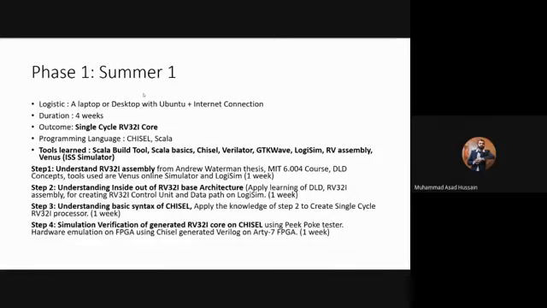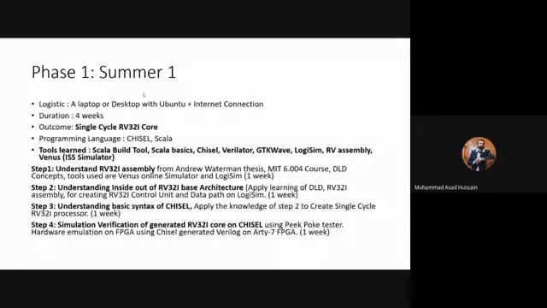The programming languages we are using are Chisel and Scala, and the tools that will be learned in this phase are the Scala build tool, known as SBT, Scala basics, Chisel, Verilator, an open source tool for simulating the core, GTKWave for viewing the waveforms, Logisim to design the architecture, the control unit and the data path, RISC-V assembly, and Venus, that's the ISS, instruction set simulator. So step one is that you need to understand the RV32I assembly. You can do it from the Andrew Waterman thesis and the MIT 6.004 course available on YouTube. DLD concepts and tools used are the Venus online simulator and Logisim.